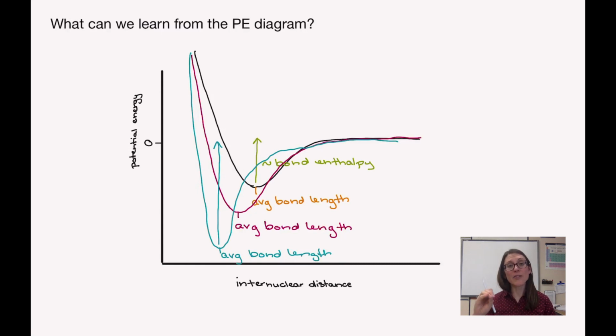Remember, bond enthalpy, the breaking of that bond, is always going to be positive because you have to overcome the attractive forces. Whereas when you go to make a bond, you will always have energy be released because we have a new attractive force. We have lower energy than when we started.